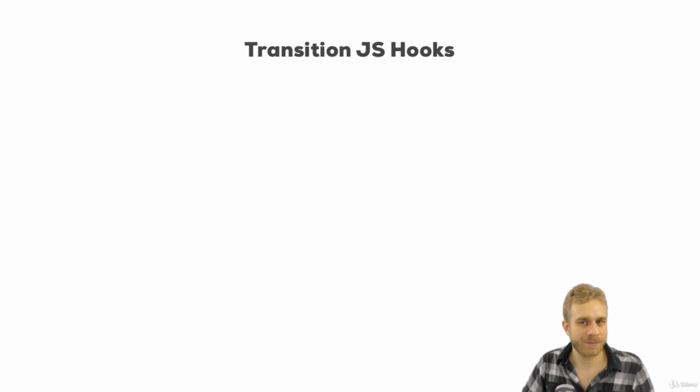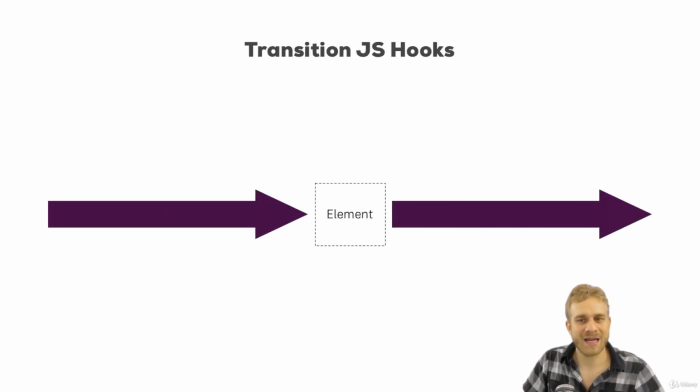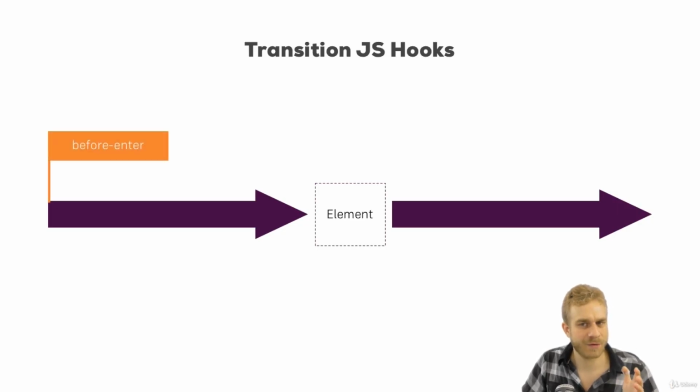So this transition component we wrap our elements in emits some events at certain points of time. And we can listen to these events to execute our own JavaScript code. Now, the missing piece is to know which events are emitted at which point of time. And here we see a similar pattern as with the CSS classes. We add our element and then we remove it, and upon adding, we first have the before enter hook. This is kind of comparable to the enter CSS class being attached for one frame.